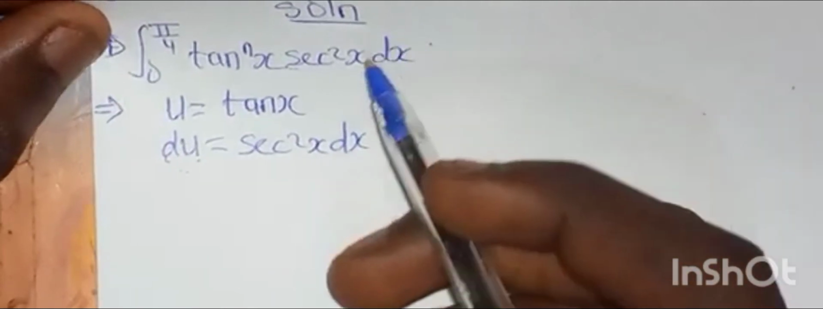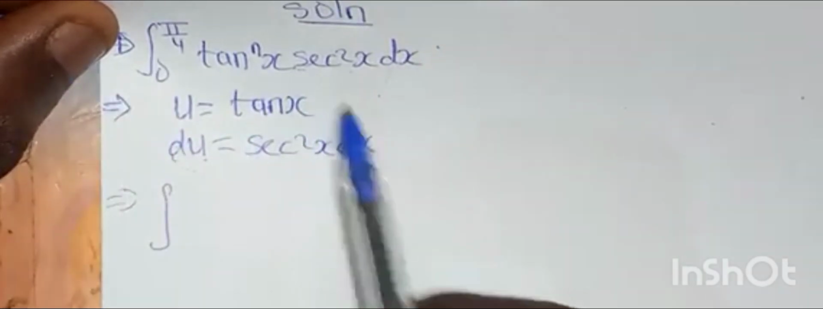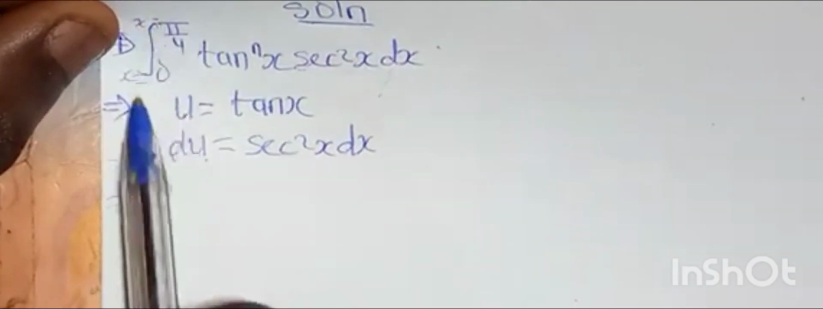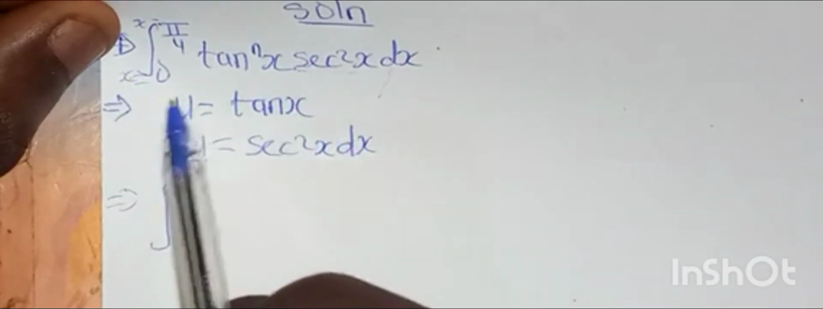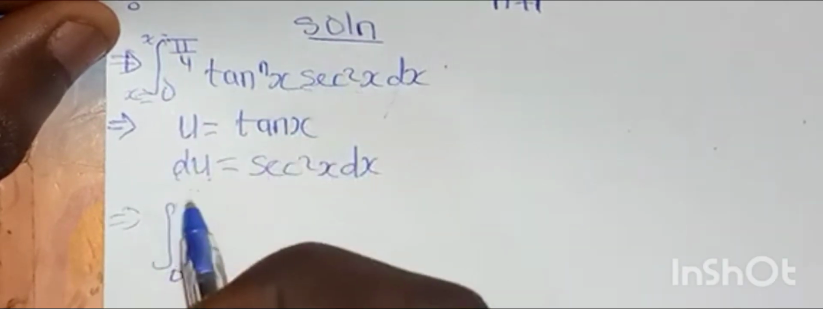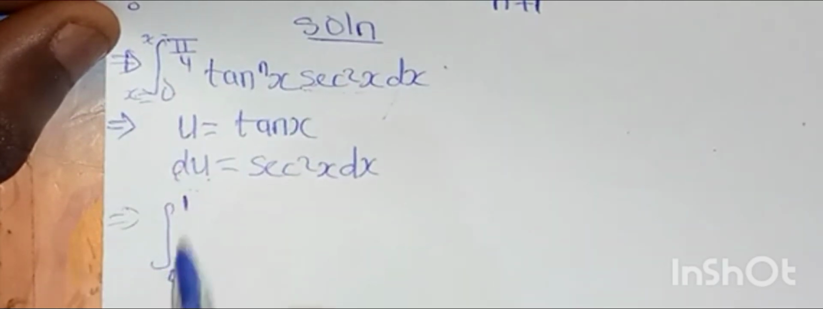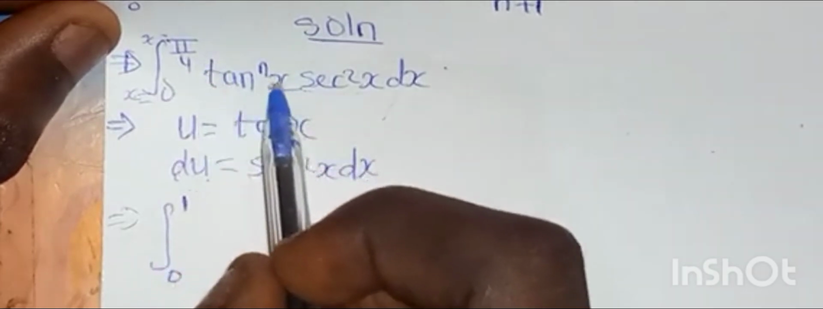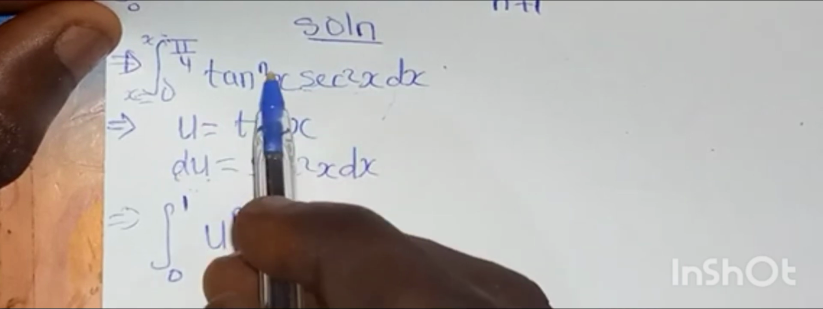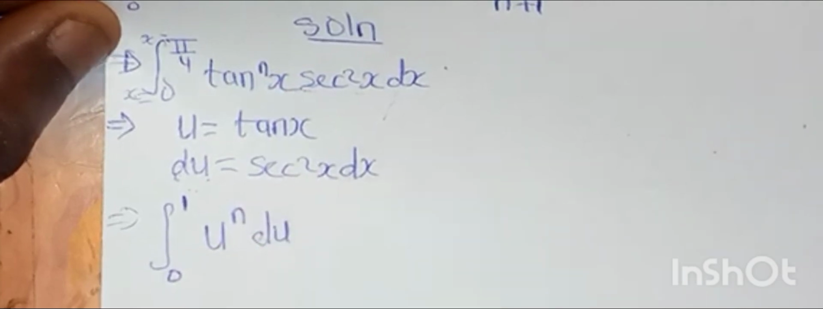That means that this integral is now going to turn out to be, I'll change the limits now. These are my x values. When x is 0, I plug in 0 here, I'll see that u will be going from 0. If x is pi over 4, what is tan pi over 4? It is obviously 1. Therefore I'm going to have now the integral from 0 to 1 of tan x. What is tan x? It is u. Therefore it's going to be u to the power n because of this one. Then sec squared x dx now is my du in this case.